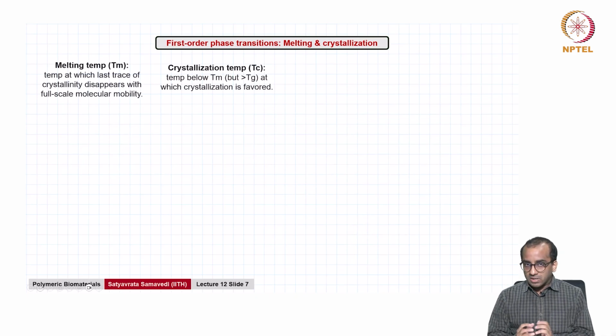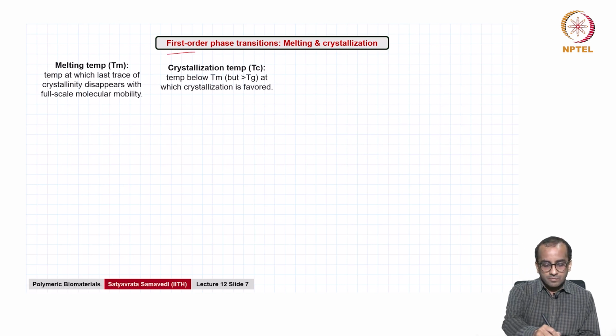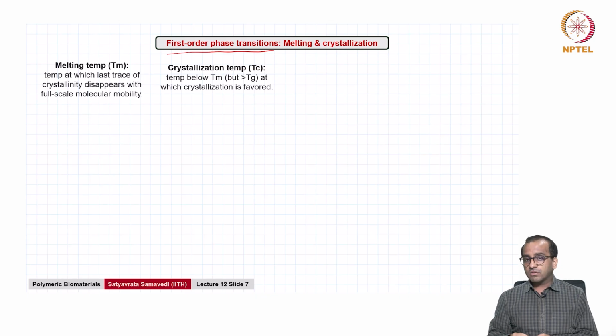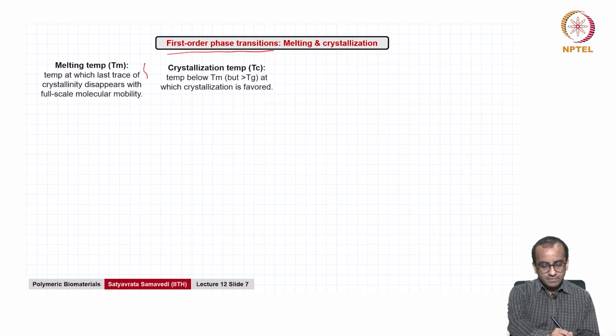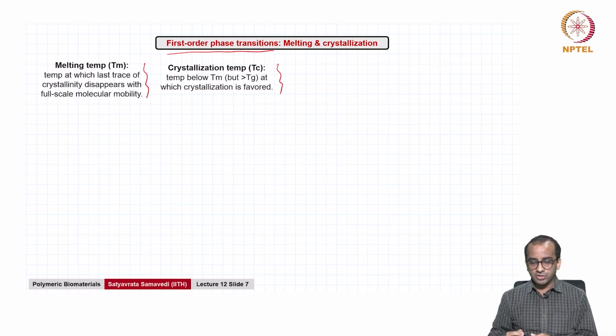So, having looked at the molecular picture, let us now dig into a little bit of the mechanisms through which these phenomena occur, and our goal again is to understand both melting and crystallization from a mechanistic perspective, keeping in mind that we are interested in understanding the physics of these phenomena. These are what are called first order phase transitions, melting and crystallization, and here we are defining the melting temperature and crystallization temperature.